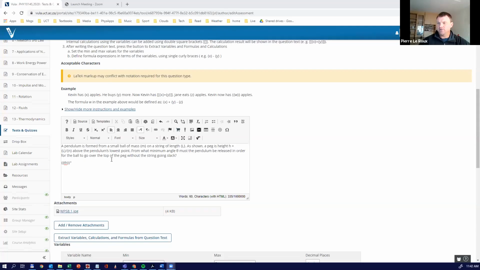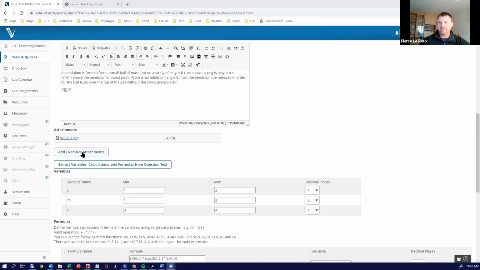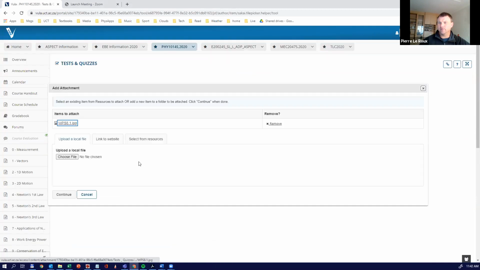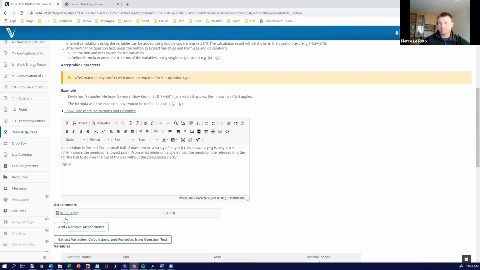So you'll see my question. There's a point to add or remove attachments, and so you can add or remove an attachment, an image file or whatever else you want over there. So there's my JPEG file that I've put in there. It's been saved already, and so it's part of the question answer.